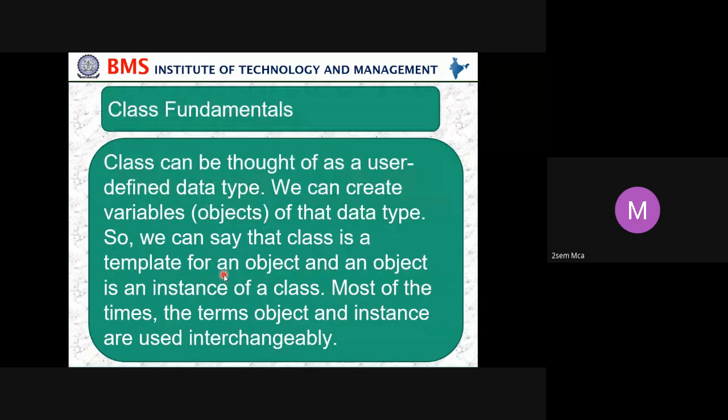So next we move on to the class fundamentals. We talked about class and what objects are. Before we go further, we see what the fundamentals of a class are. A class can be thought of as a user-defined data type. What is a class? A class is a user-defined data type. So we can create variables, that is objects, of that type. We can say that a class is a template of an object, and an object is an instance of a class. Most of the time, the terms object and instance are used interchangeably.